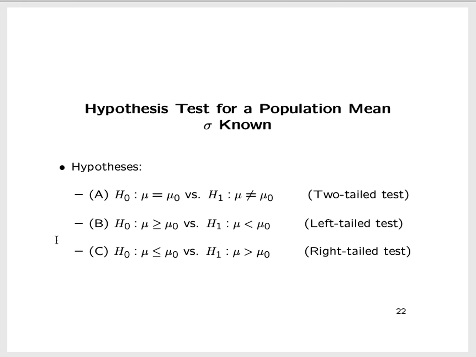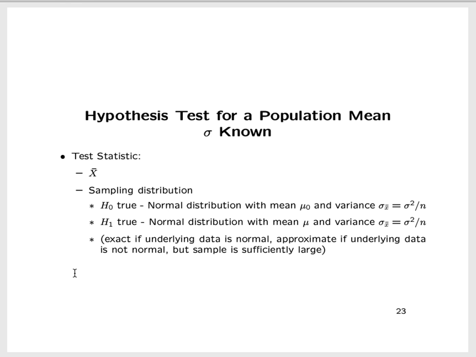Now, to keep track of these hypotheses and to link them with other aspects of the notes, for example, the rejection criteria and things like that, I'm going to label these hypotheses A, B, and C. So A will be the two-tailed test, B will be the left-tailed test, and C will correspond to the right-tailed test. And so the way that we have been formulating these tests thus far, the test statistic is X bar, the sample mean.